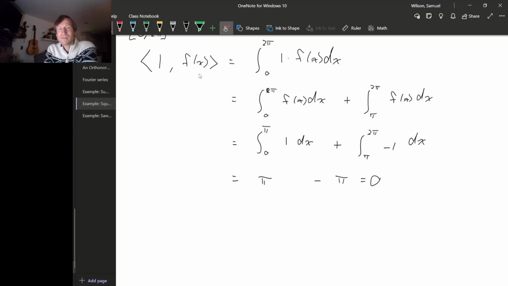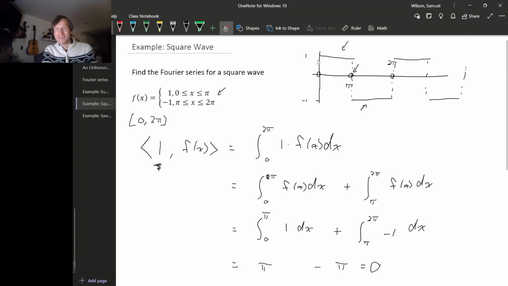So this square wave doesn't actually have any component for this basis element. In other words, this basis element doesn't appear in the Fourier series for the square wave. What this basis element really measures is the average level of the wave, and this wave is symmetric around y equals 0, and so the average is 0. So that's why this came out to be 0.